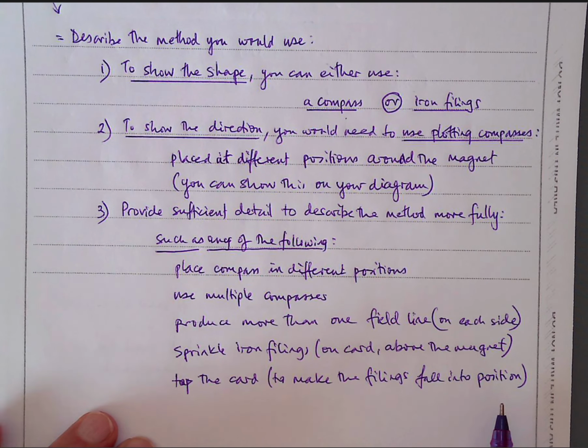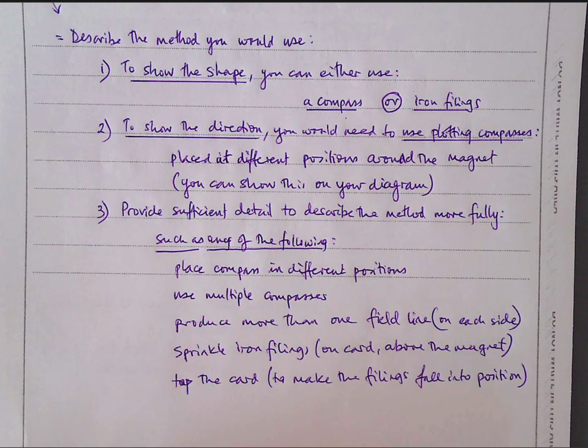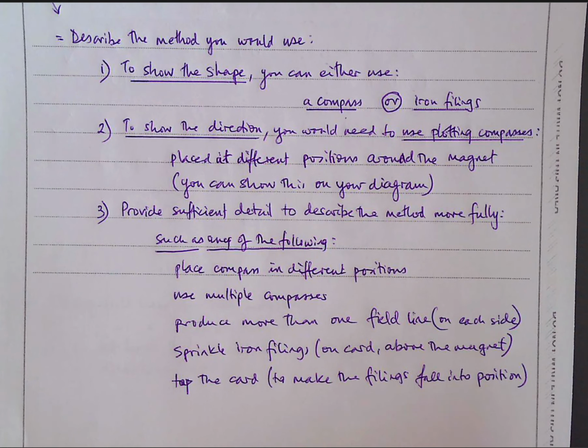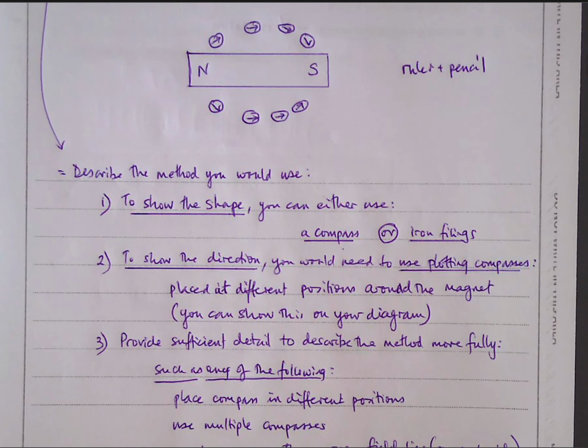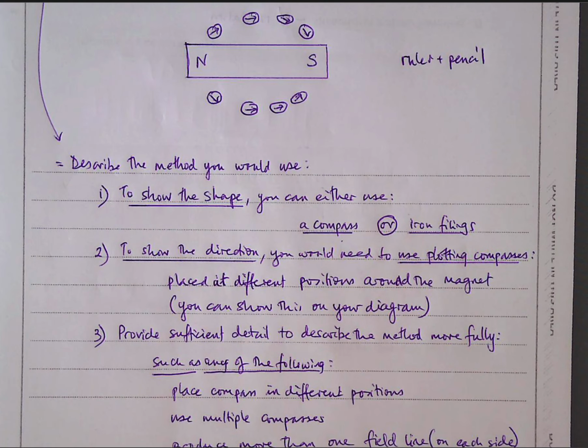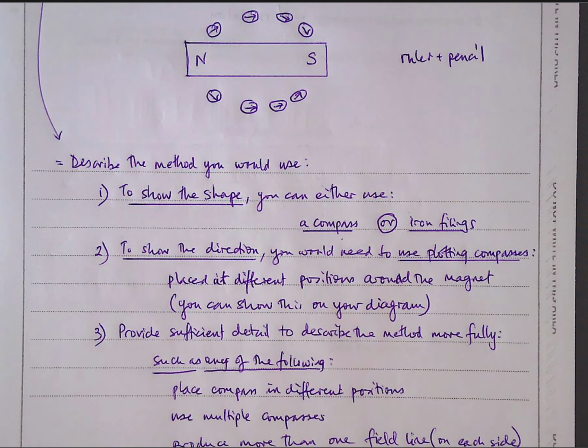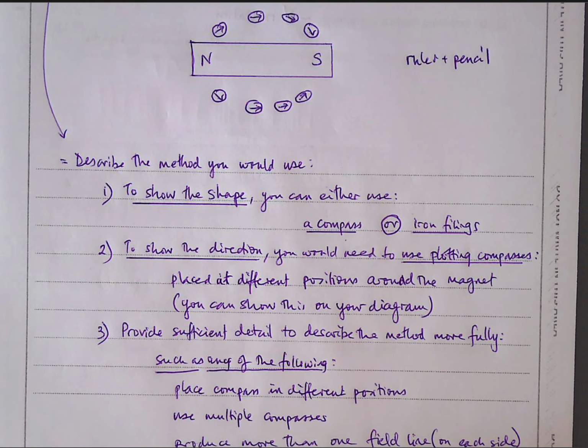That's how I've worded it, because if you don't tap it, the friction between the iron filings and the card will mean that they won't actually show the pattern very clearly, which is again why I prefer the compass method. So that's how you get your 3 marks: 1 for showing how you get the shape, 2 for showing how you get the direction, 3 for adding some detail to show that you know the experiment properly.